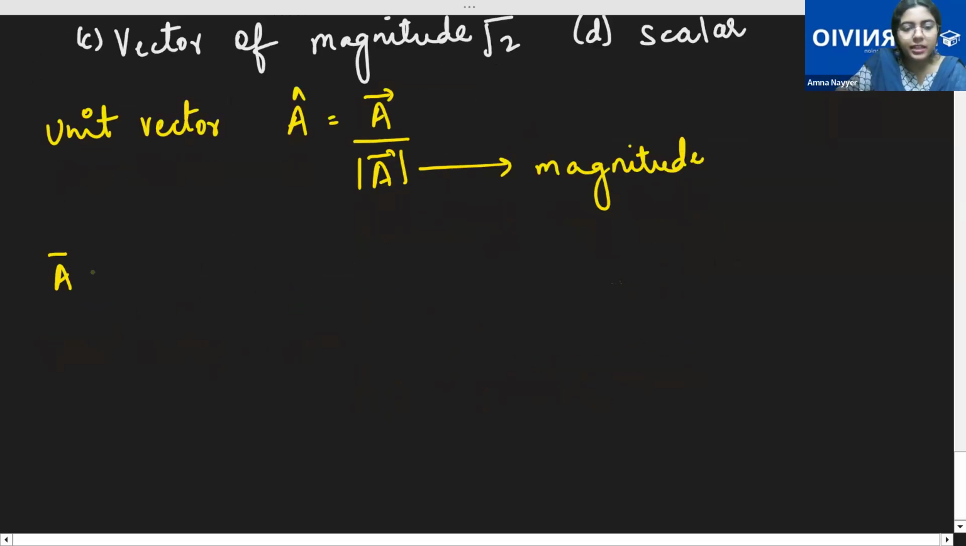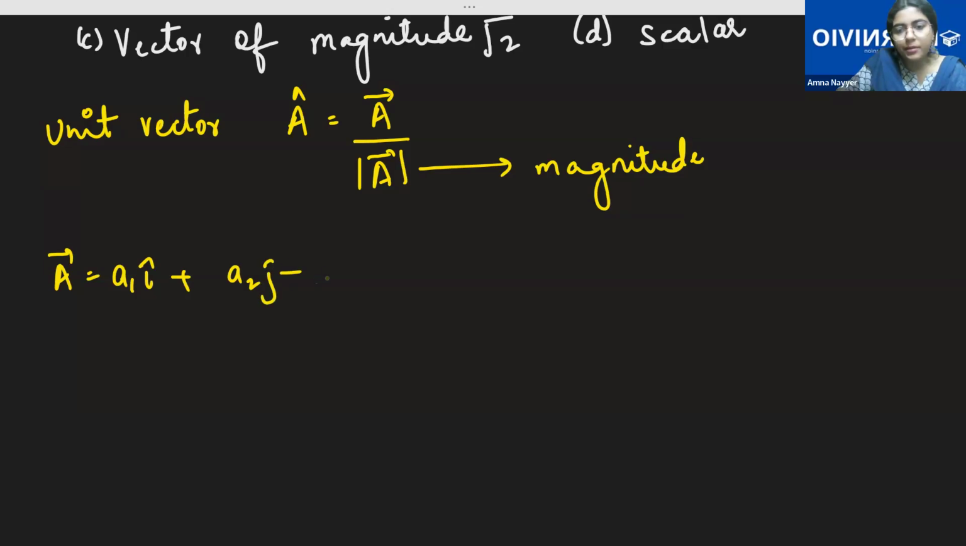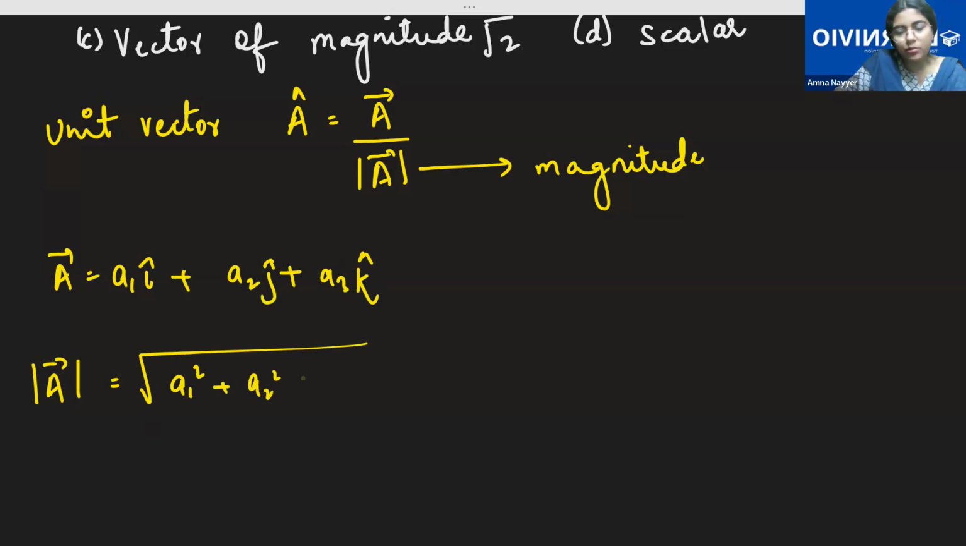If you have a vector A1 I cap plus A2 J cap plus A3 K cap, how do we calculate the magnitude of this? We just have to square it, add it, and take the root. Under root, A1 square plus A2 square plus A3 square.